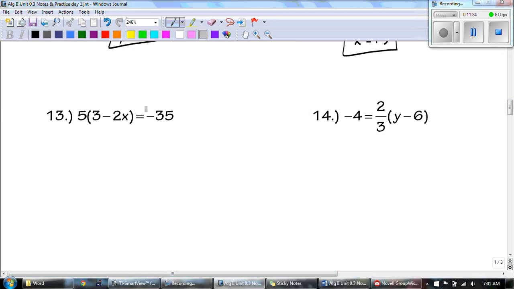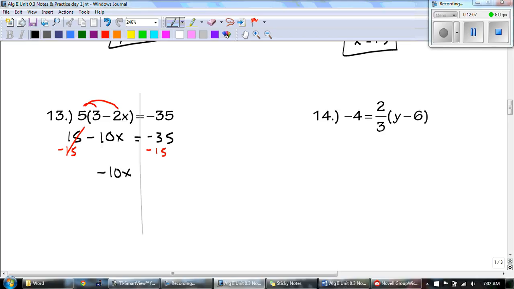Okay, now with 13, when we have the parentheses like this, what we're going to do is we're going to multiply inside, we're going to distribute, and then we're going to solve, okay? So 5 times 3 is 15. 5 times 10, or 5 times 2, I just said the answer, is 10, and that equals negative 35, okay? And then we're going to just follow order of operations. We're going to subtract that 15 to both sides.